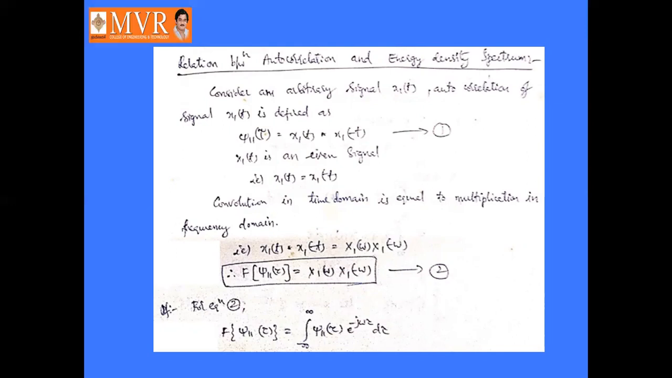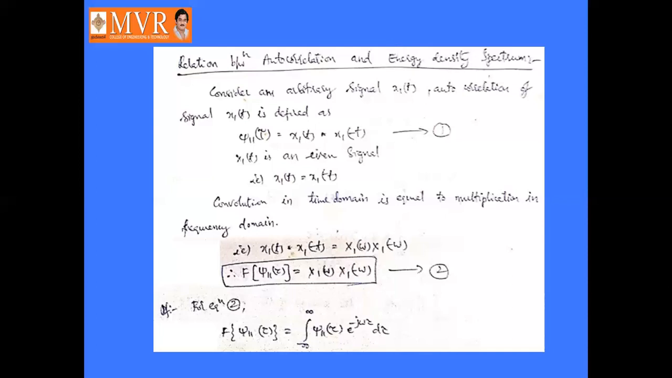We can write convolution in the time domain is equal to multiplication in the frequency domain. So x1 of t convolved with x1 of minus t is equal to X1 of omega into X1 of minus omega, or we can write this as the Fourier transform of J11 of tau is equal to X1 of omega multiplied by X1 of minus omega. That is equation number 2. So let us prove this.